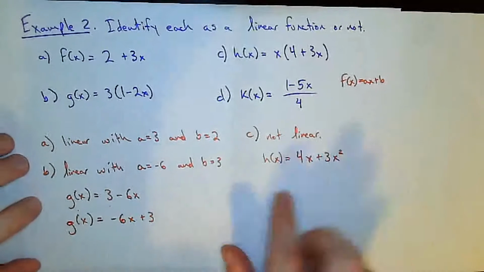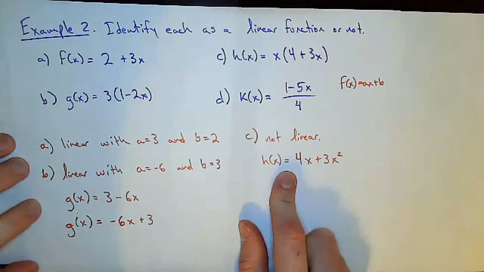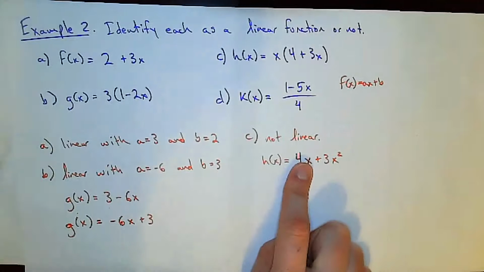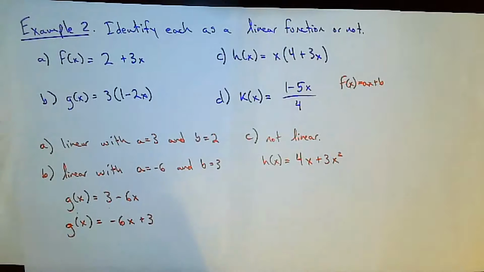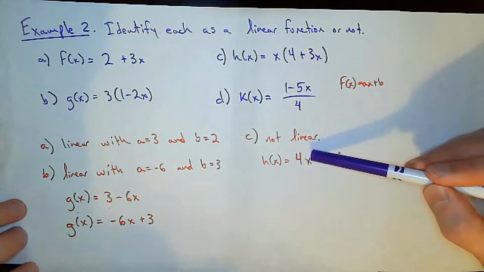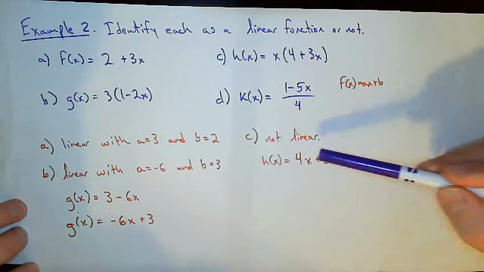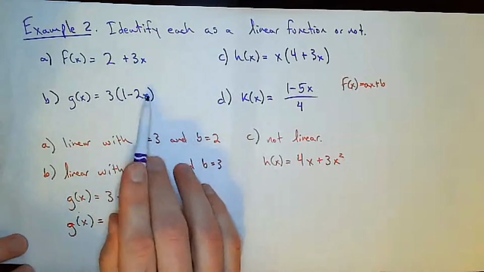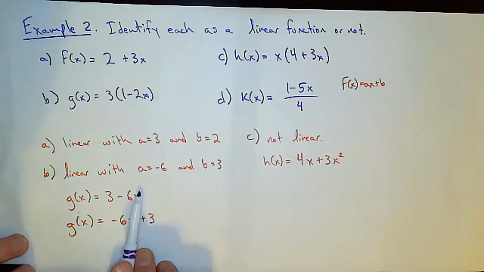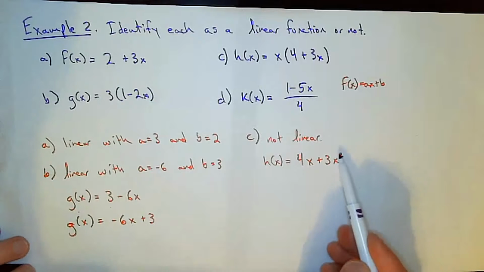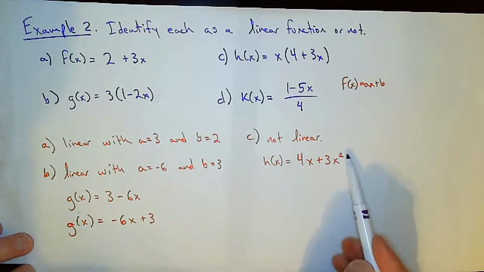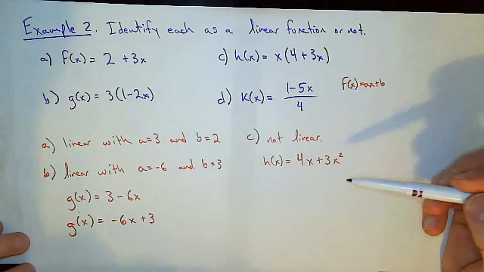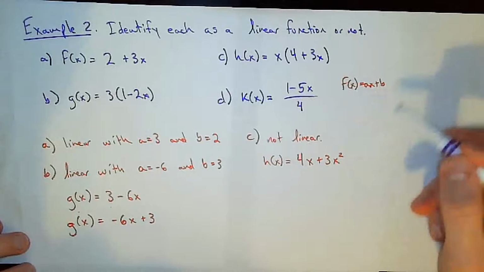So the defining feature of a linear function, at least in this context, is that the highest exponent on the x's should be a 1. And remember that all of these have an understood 1 on the exponent of the x. This one though, that 2, that's the problem right there. If we graphed this, it would not be a straight line. It would not be linear. It would be some parabola.